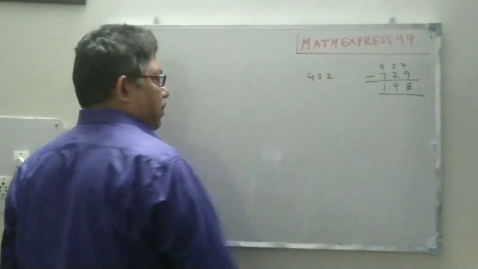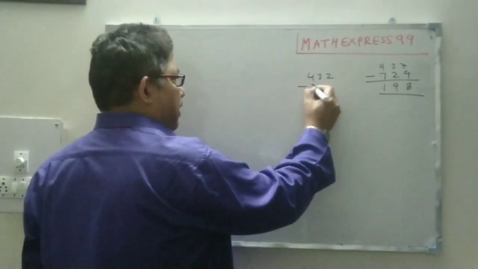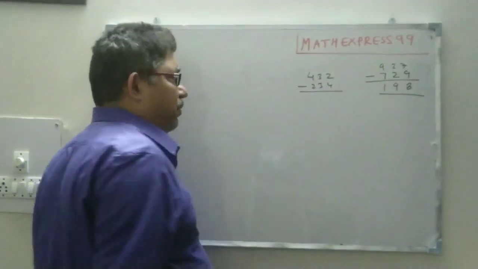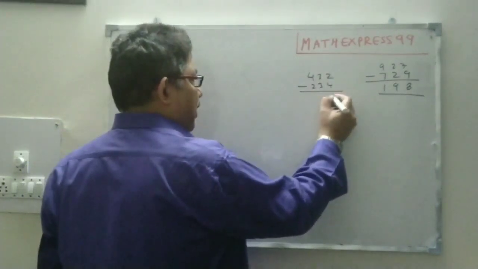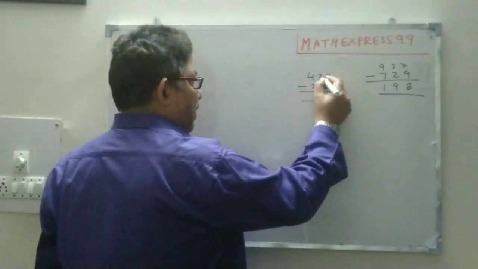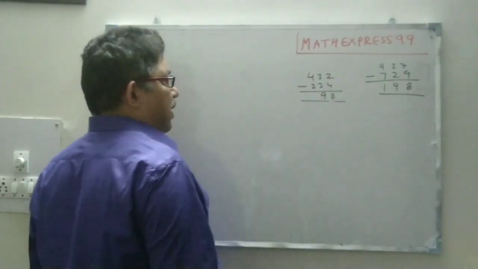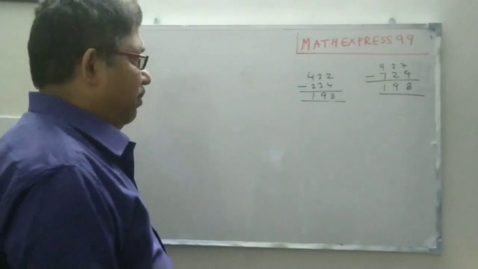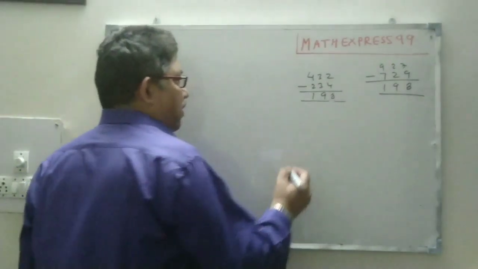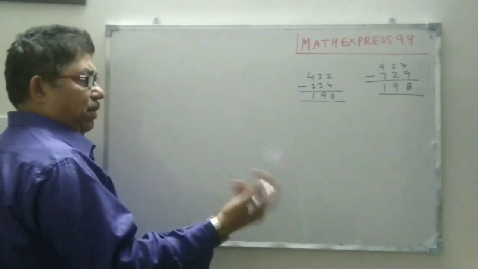Say 432, so let's reverse it, minus 234. If we reverse, we get 234. Subtract: 12 minus 4 is 8. 12 minus 3 is 9. And 1 is left. Oh, 198 again we get. Okay, never mind. Suppose I take one more number.